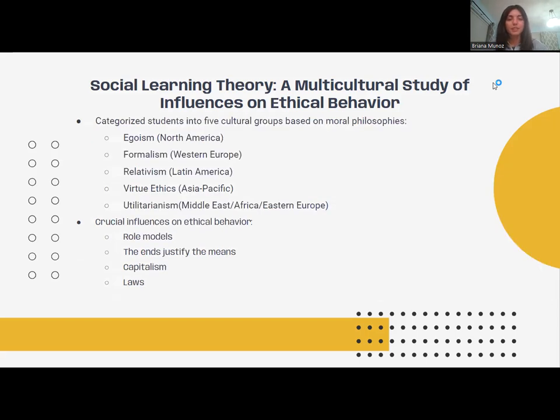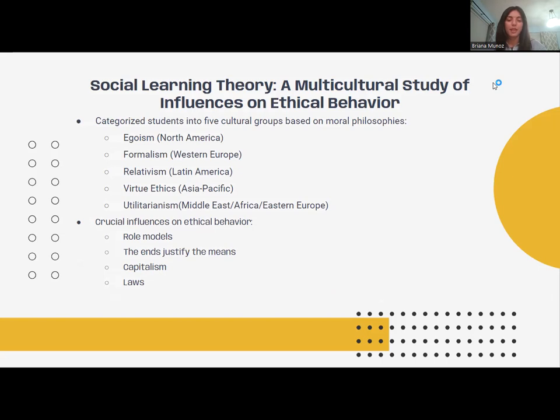So the study categorized students into 5 cultural groups based on moral philosophies. Those from North America were placed in the egoism group, which is where individuals prioritize their self-interest. Those from Western Europe were placed in the formalism group, which focuses on rights and moral intentions. And those from Latin America were in the relativism group, which focuses on defining ethical behavior based on key individuals or groups.